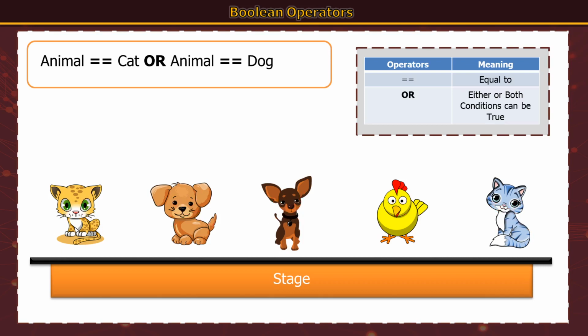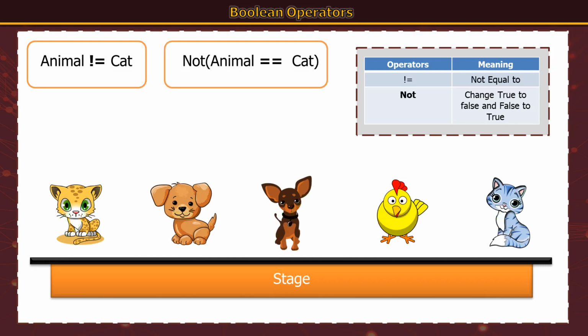So let's try that scenario then, but instead of using AND, let's use OR this time. The animal is a cat or a dog. Let's go through them. This one is a cat, it's met one condition, so therefore it's true. This one's a dog, it's met one condition, so therefore it's true. This one's also a dog, so it's met one condition, so it's true. This one's a chicken, so it's not a cat or a dog, so it's met neither of the conditions. And finally, this one's a cat, so it's met one of the conditions. So you can see the clear difference there between AND and OR.